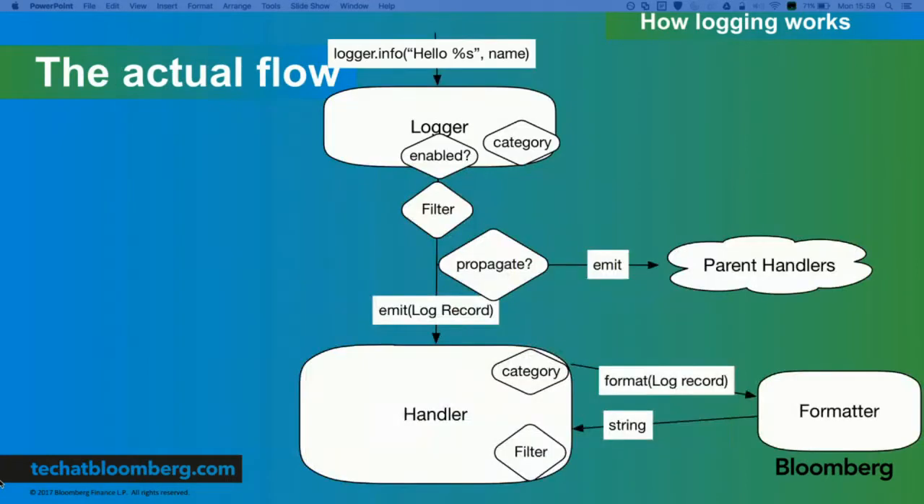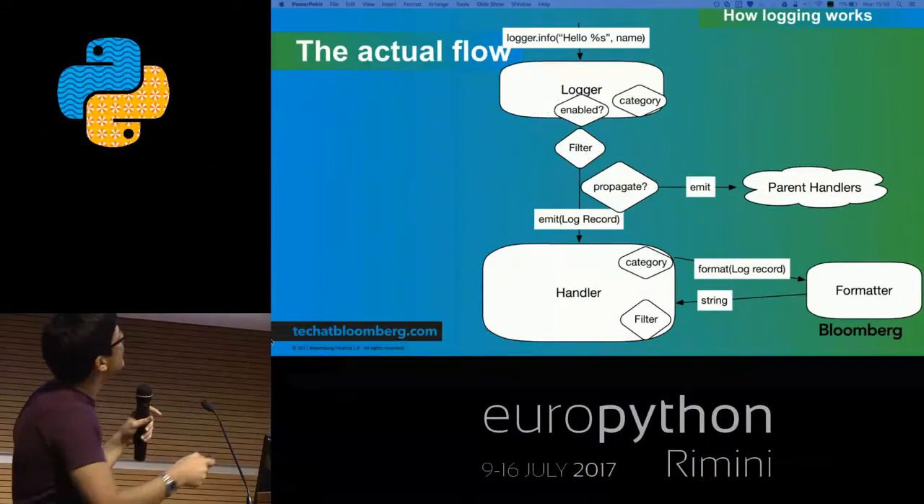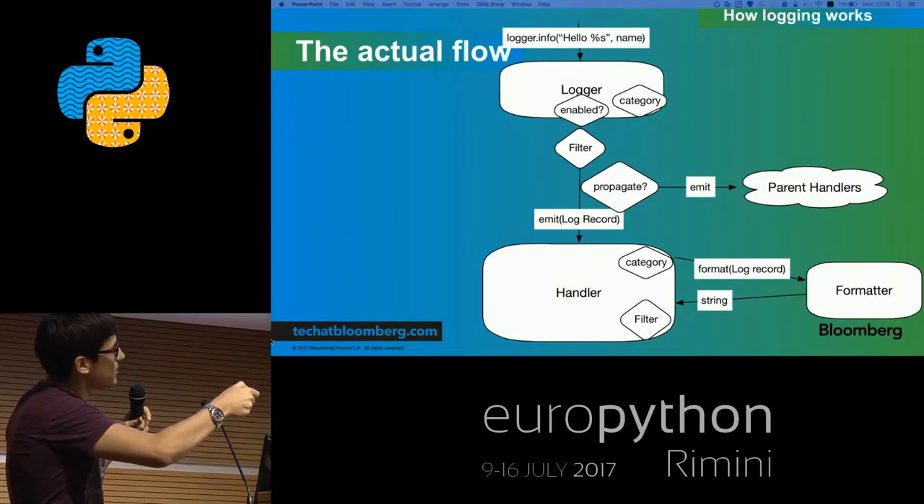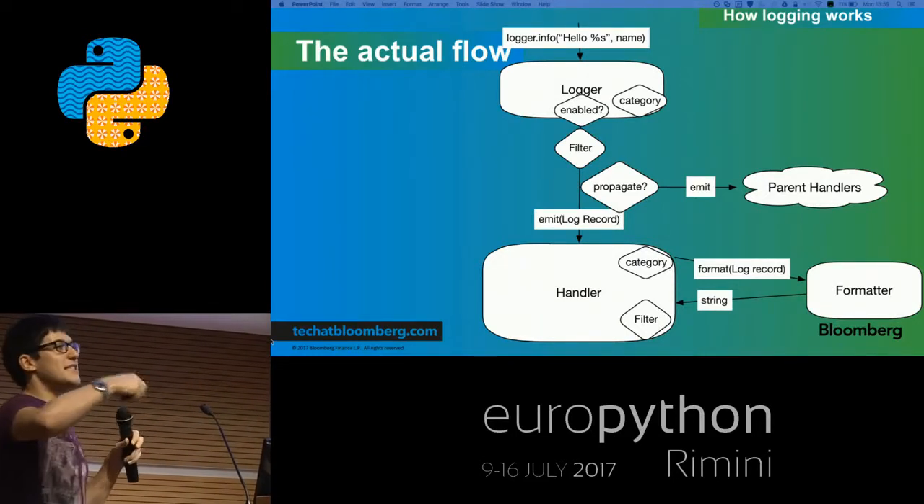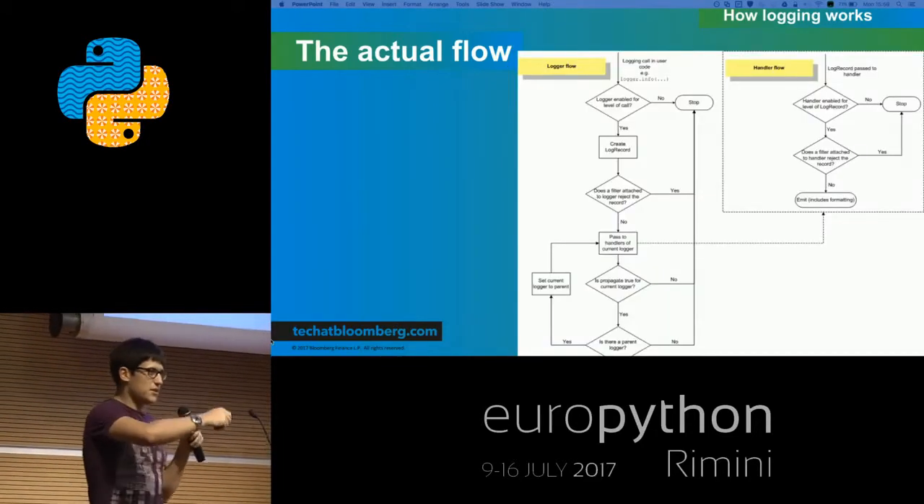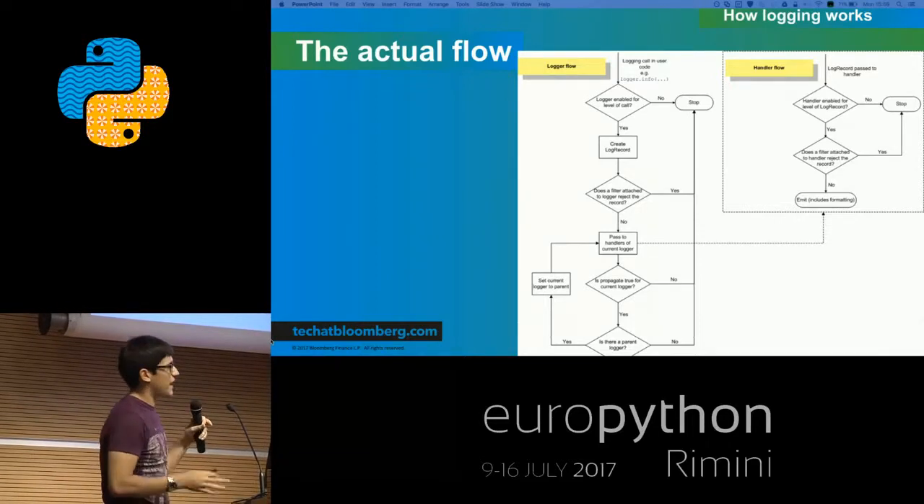More or less. There's just two more conditions. I promise this is the final one, okay? On top of that, loggers can be enabled or disabled, and you have the category, which is also in the handler, but this is more or less the whole workflow. If you don't trust me, you can go to the documentation, which has this other diagram, which is kind of the same.